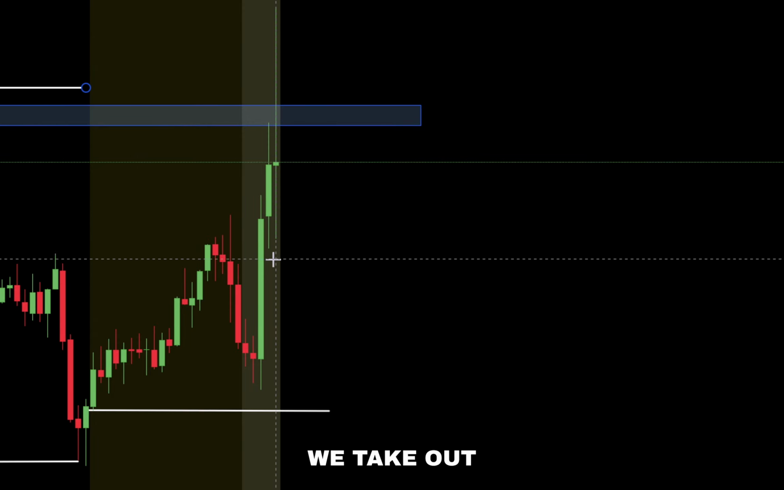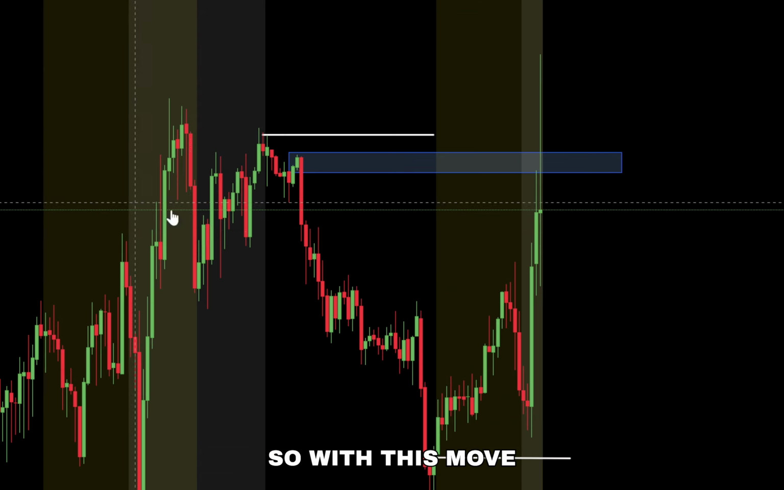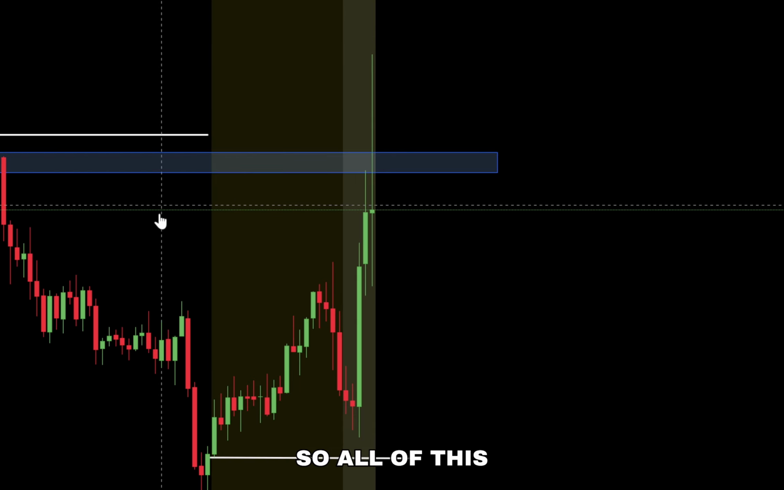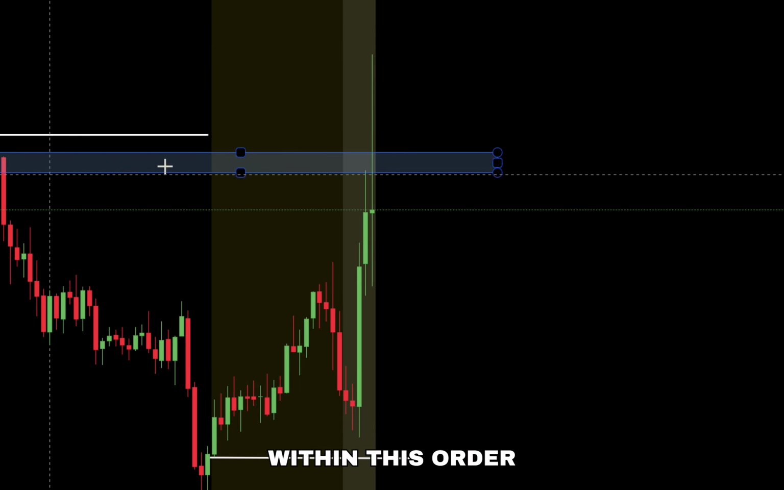We take out what? We take out London as well. So with this move, we also take out the previous day high. So all of this happens within this order block still.